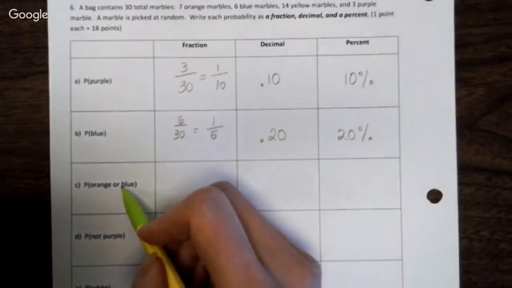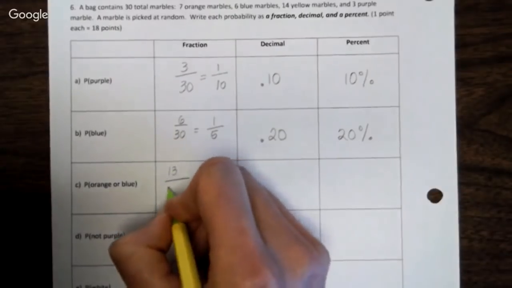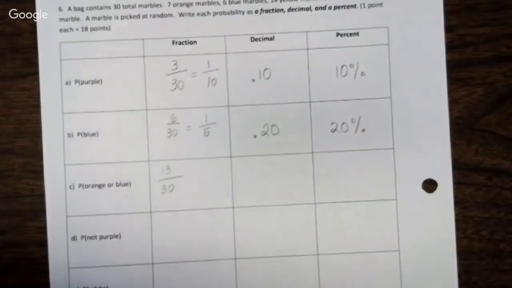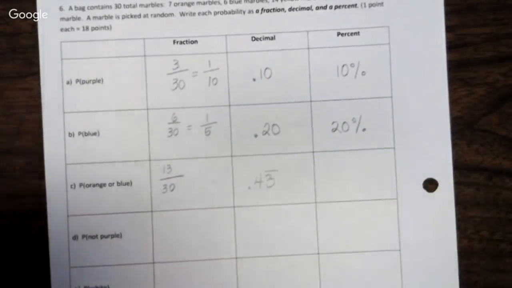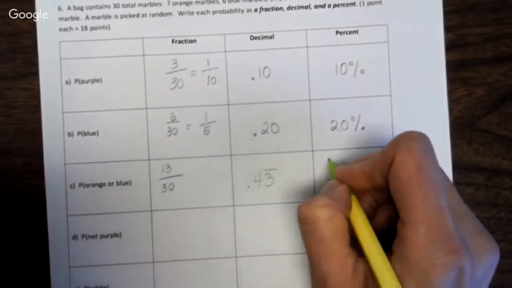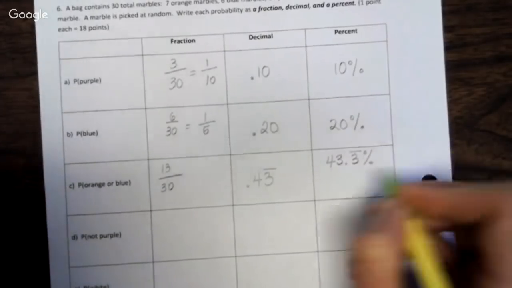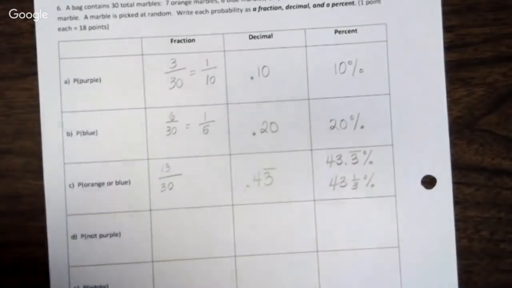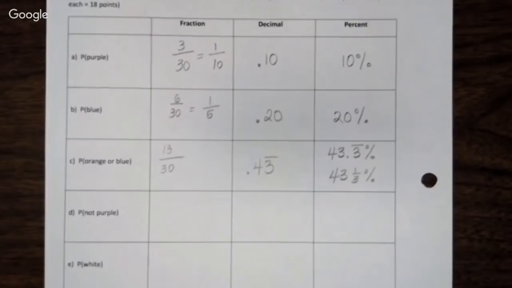Probability of orange or blue. Well, how many are orange or blue? If you add them up, there's 13 out of the 30. So 13 divided by 30 to give us the decimal is 0.43 repeating. Move the decimal place over twice, and you get this, but we all know that 1/3 is the same thing as 0.3 repeating, so you could write either one of those answers.